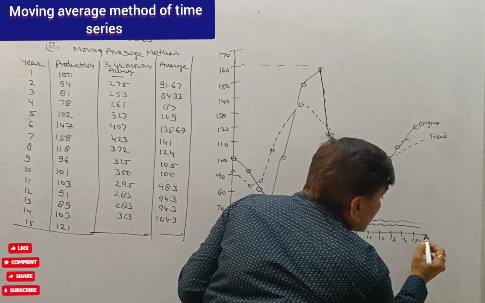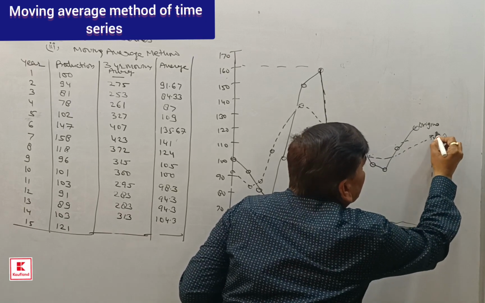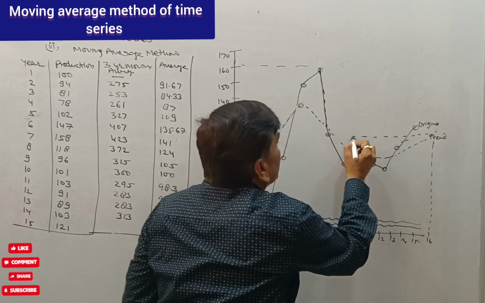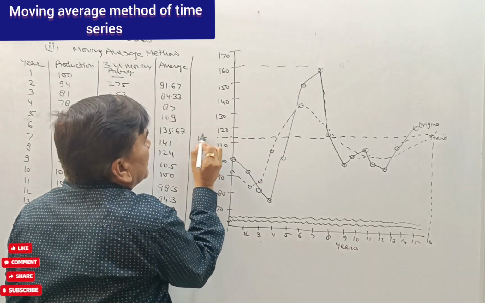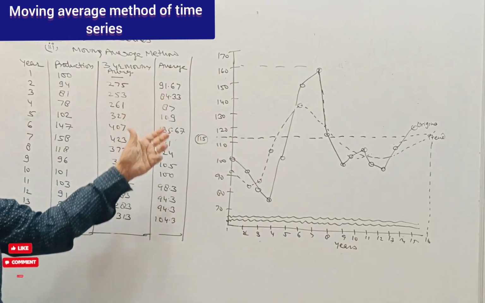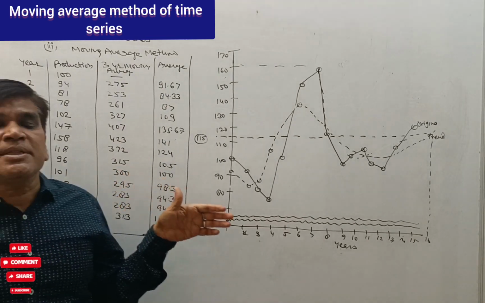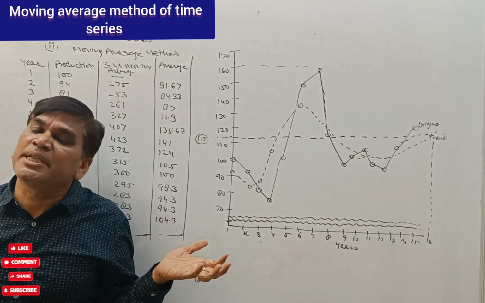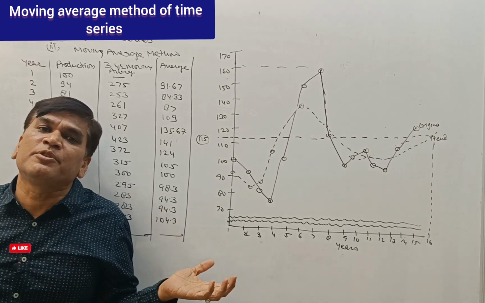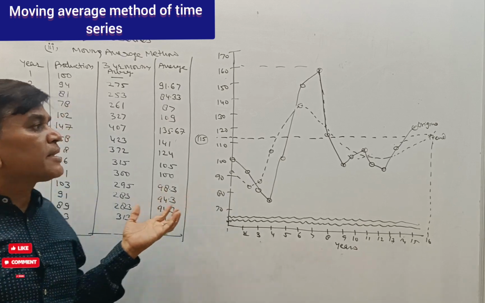If you want to forecast for the 16th year, we go to the trend line, and seeing the trend line, we forecast that it will be 115. So seeing this trend, we can make the forecast. This is called the moving average method. We can have a moving average of 3 years, maybe 4 years, or 5 years, etc.